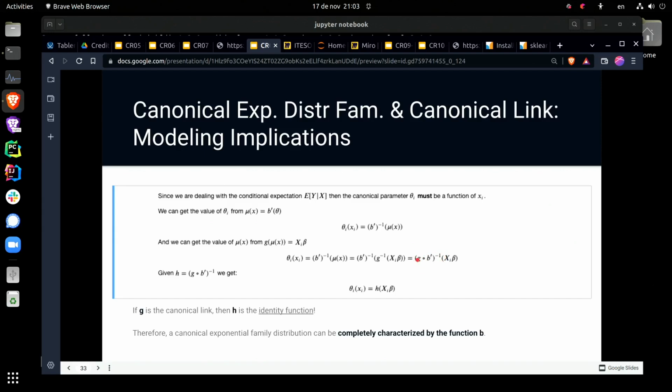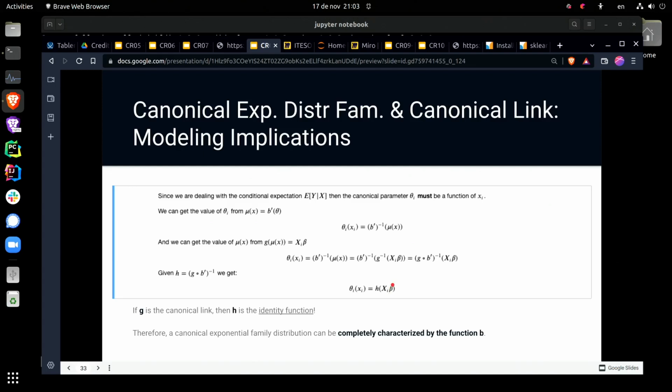We're going to do the composition of g and the first derivative of b, apply the inverse, and then use that function on the result of the linear combination. What will give us this? Well, this will give us the parameter of the distribution, right? We can represent this part as another function h. So the parameter of the distribution is a function h over the linear combination of the independent variables.